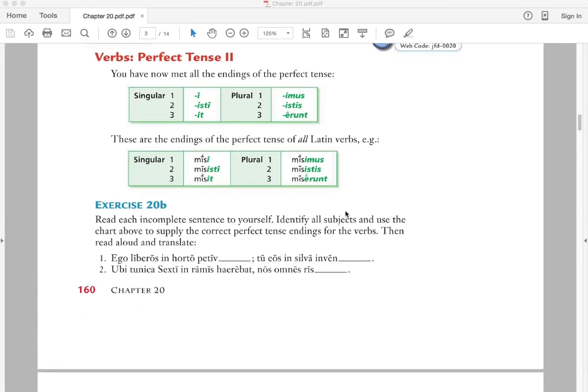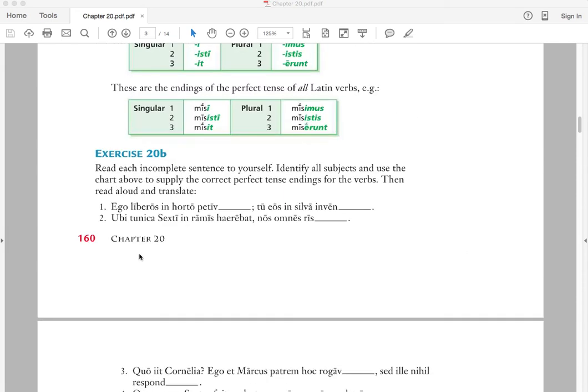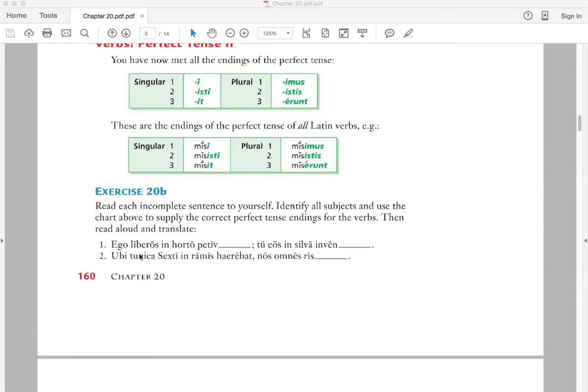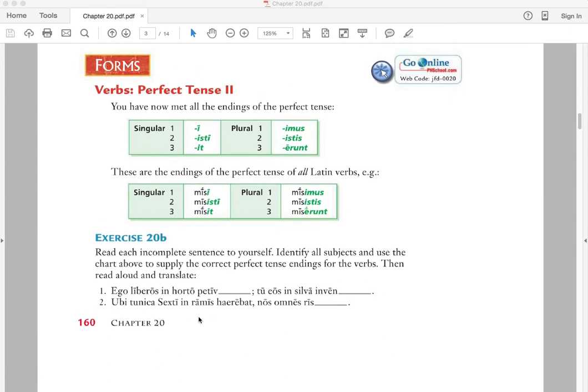So for 20B, all you're really doing is considering who the subject is, who is doing the action of these clauses, and supplying the right ending based on who you know to be the subject. There are 10, so I'll do at least three of them since it's kind of late in the week. I can't keep these endings up there throughout, but we'll go back to them as we go through them. So number one: ego liberos in horto petiv-something. Tu eos in silva inven-something.